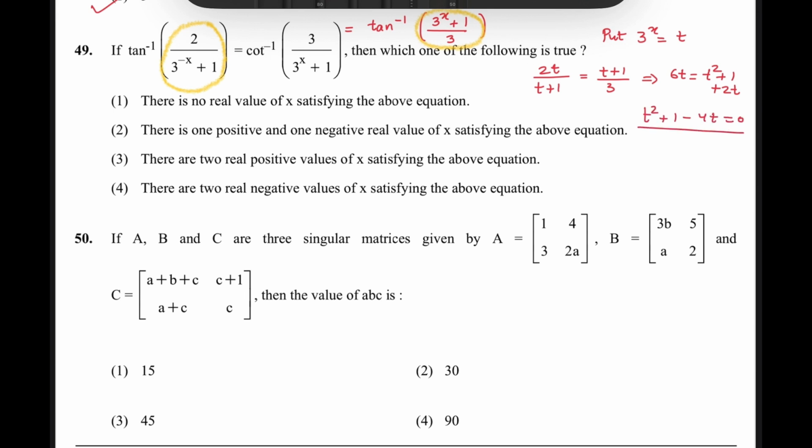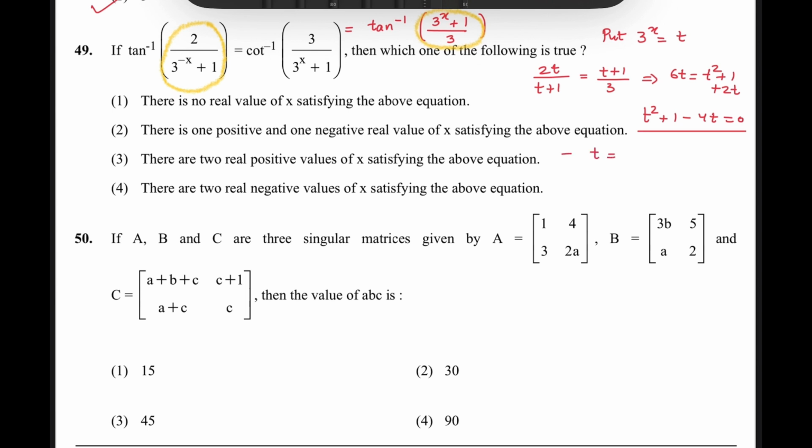Okay. Now this quadratic equation, we have to find how many solutions are there. So if this quadratic equation has two solutions, we are done. One option says no real value, so it means no solution. One says one positive, one negative solution. One says two solutions, two real negative solutions. Okay, so we also have to tell whether the solutions are negative or positive. Okay, so let's get started.